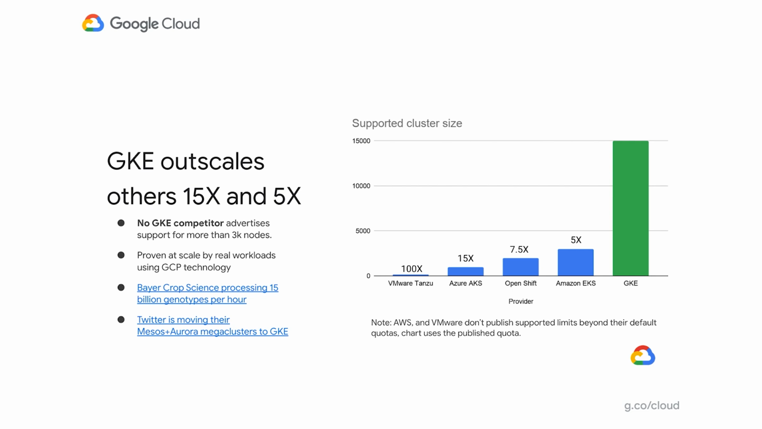And that was done in a partnership with our top customers, such as Bayer's Crop Science, that uses GKE to run genotype analysis, analyzing 15 billion genotypes per hour, as well as Twitter, who's using GKE to power real-time communication platform across the world. Please attend Twitter session to learn more about how Twitter is using GKE to move the Mesos and Aurora workloads and mega clusters to Kubernetes and GKE clusters.